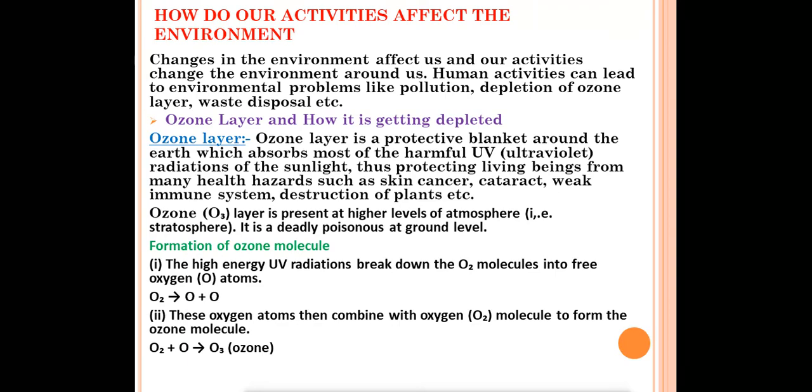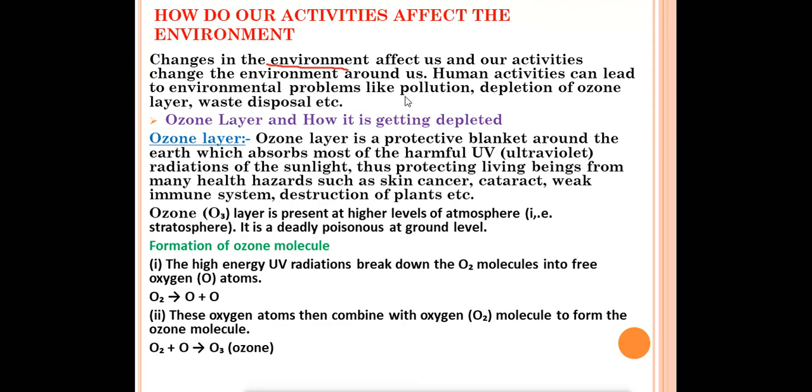Changes in the environment affect us and our activities. If some environmental change happens, it will affect our activities also, and if we do something, it can affect the environment also. Human activities can lead to environmental problems. So what are the environmental problems that exist because of human activities? Pollution: different types of pollution, air pollution, water pollution, soil pollution.